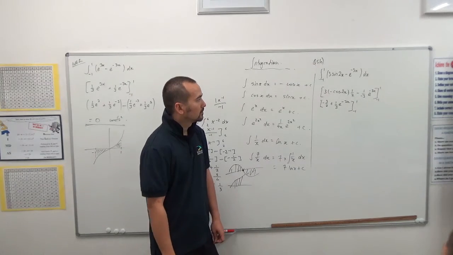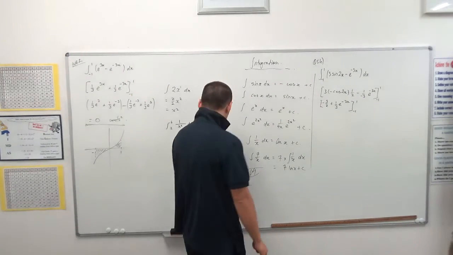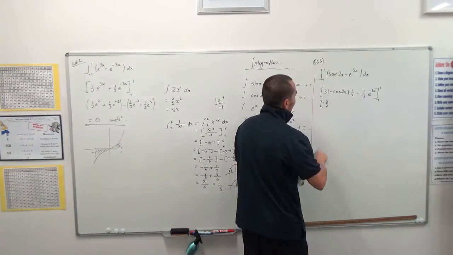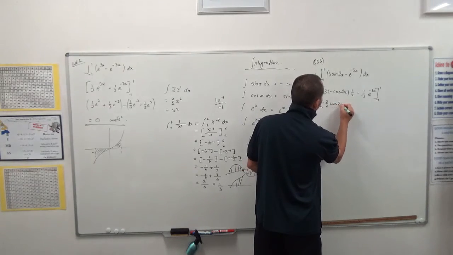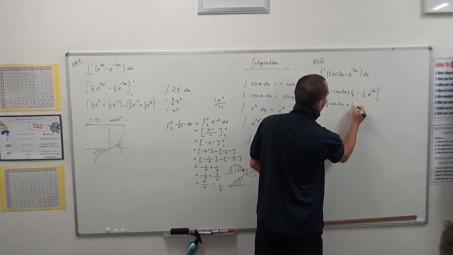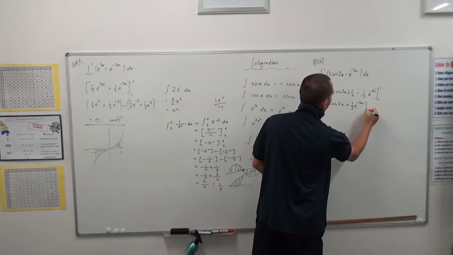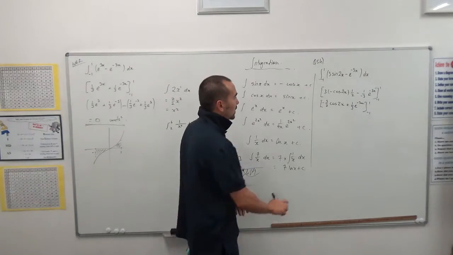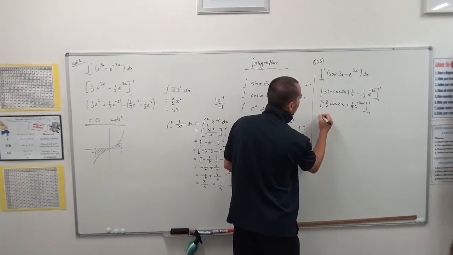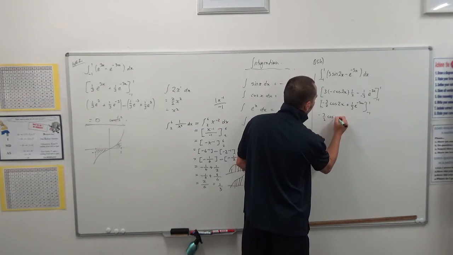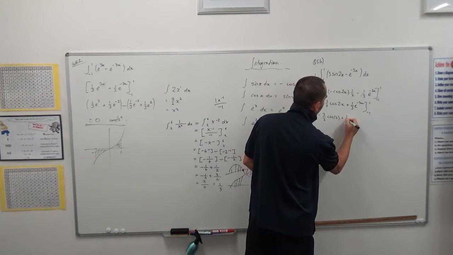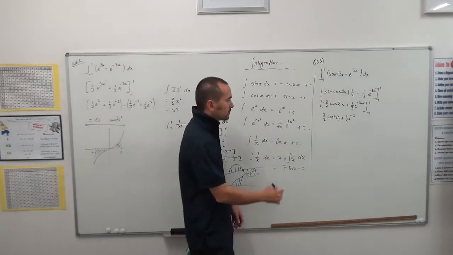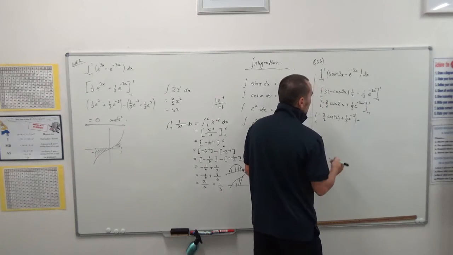Where'd your cos go? The cosine? Yeah, the cosine's still there. It's negative 3 on 2 cosine 2x plus 1/3 e to negative 3x. Okay, there we go. Alright, so when we put in our upper bound, the 1, it looks like this. That's our upper bound. And we're going to subtract our lower bound.